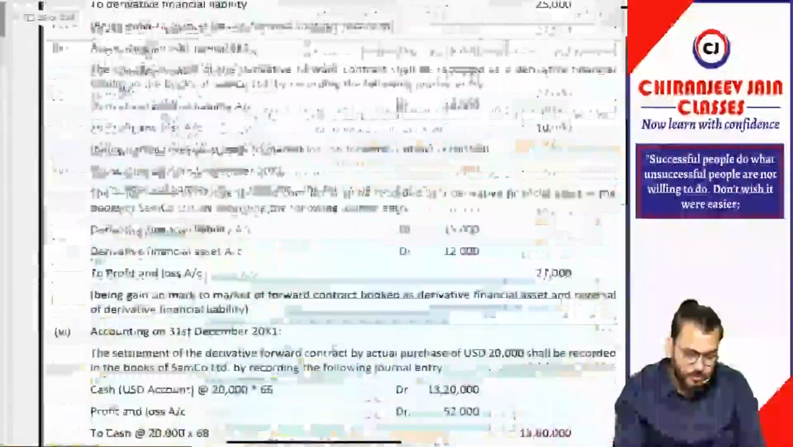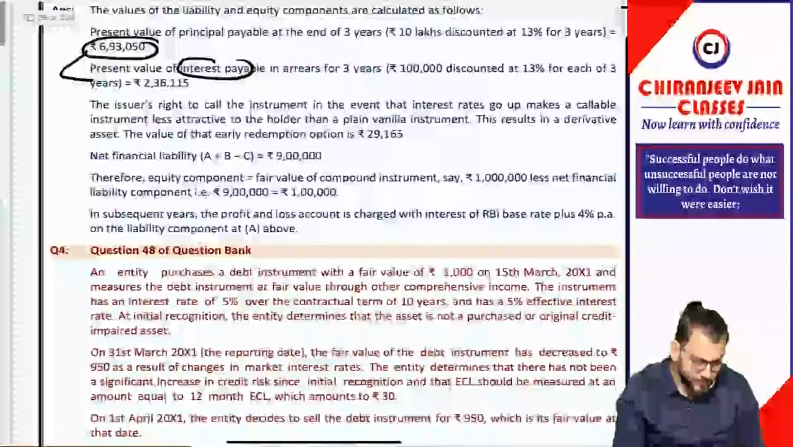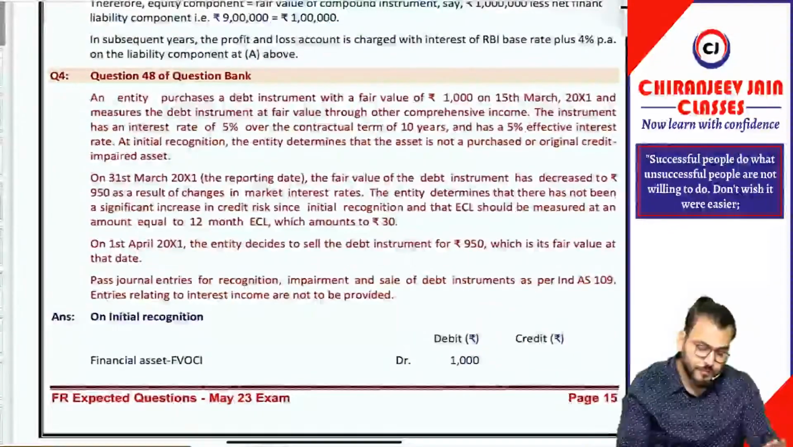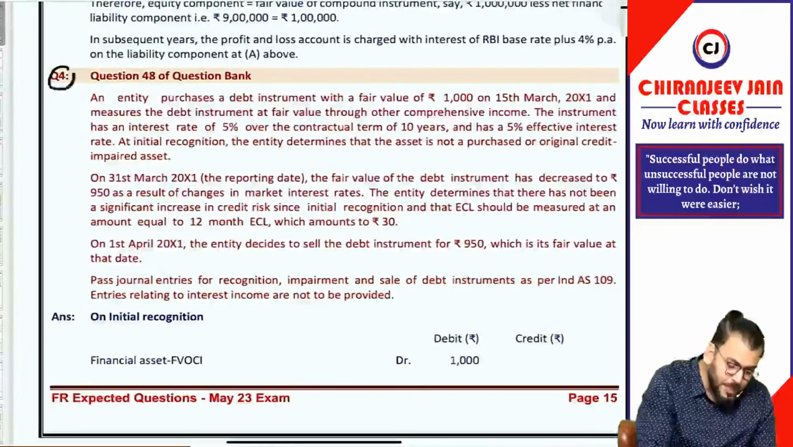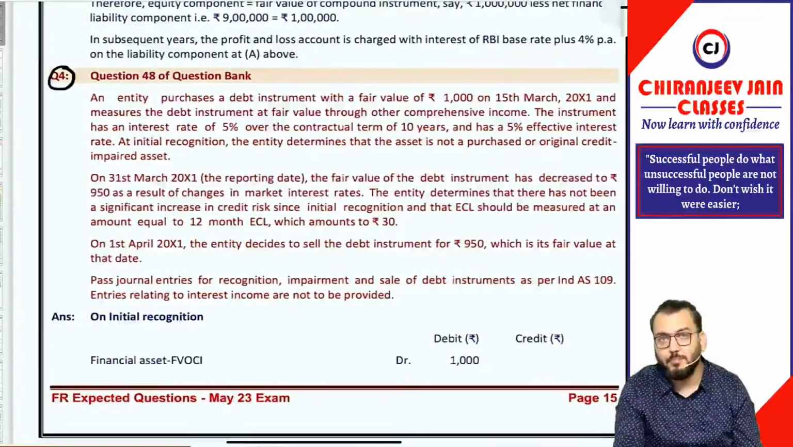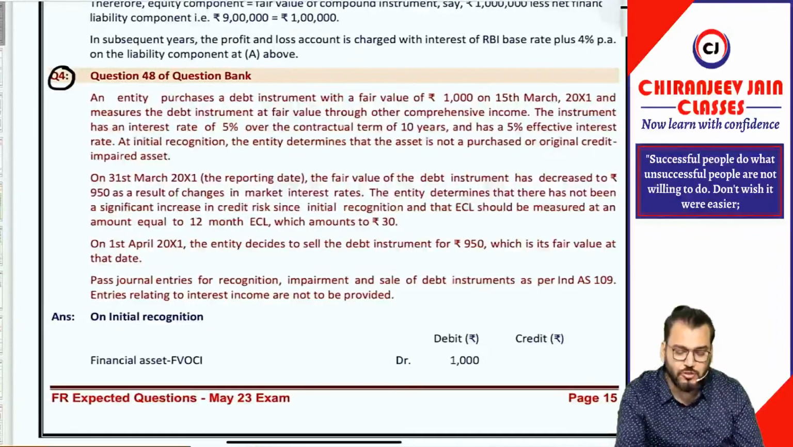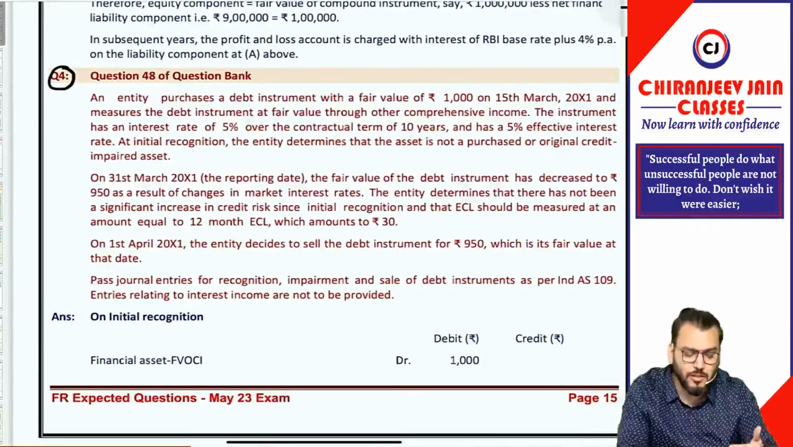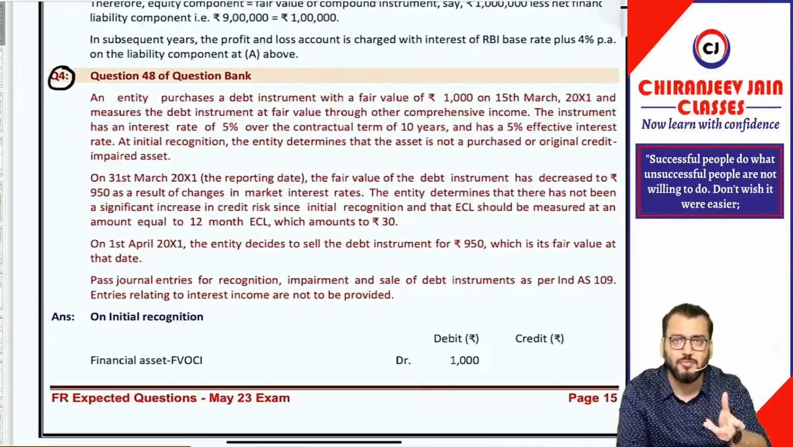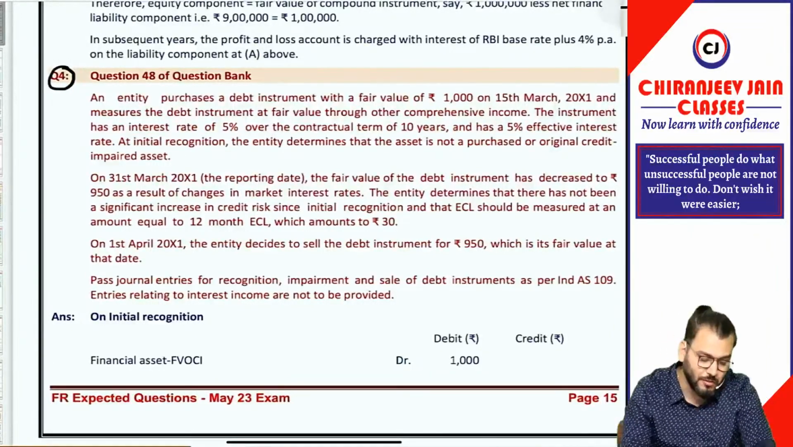One more question I have left that I will do. Question 4. Now this is a question on impairment that can be asked. Last attempt they have already asked one impairment question, so I don't know whether it will be asked or not. But from my point of view, if they ask from impairment, they can ask this question now.